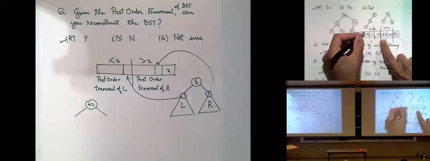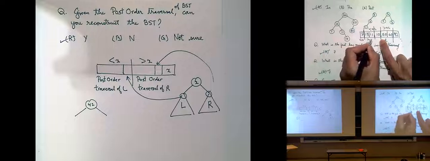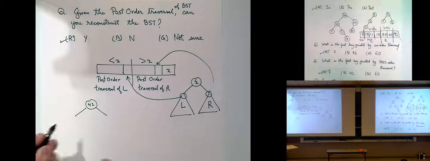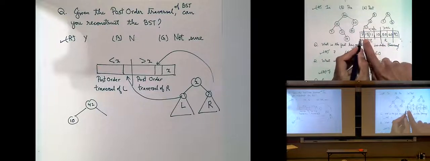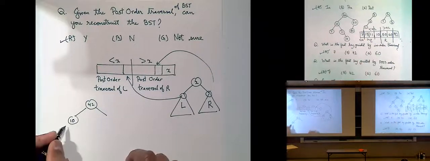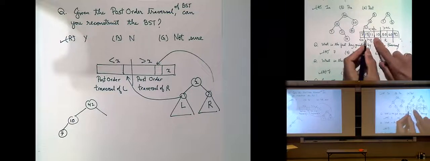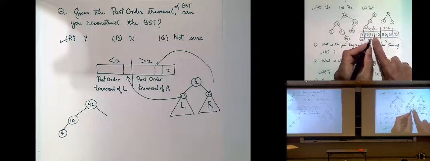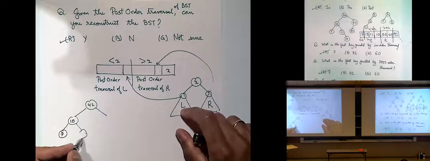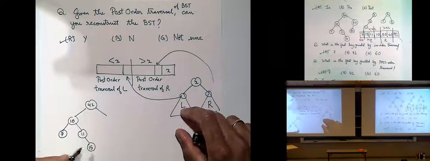Okay? And then you have the portion that is less than 10 and greater than 10. So 10 is going to be the root of that. And then the portion less than 10 is 7. That's just a single node. So that's just going to be 7. Then you have to construct, given 15 and 11, what that tree looks like. And again, the root of that tree is the last node, so that's 11. Does that make sense? And so then you would get 11, and you would get 15.